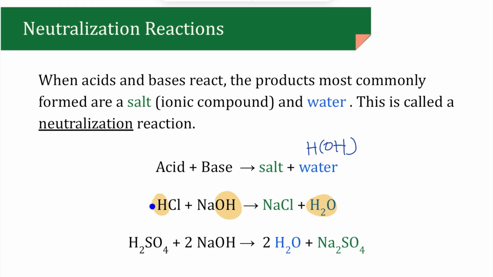But if, let's say, I have more hydrogens than I have hydroxides, then I might have some excess H plus hydrogens, resulting in an overall acidic solution after that reaction. And vice versa, if we have more hydroxides than hydrogens, we might have an excess of those OH ions, resulting in a solution that is more basic.